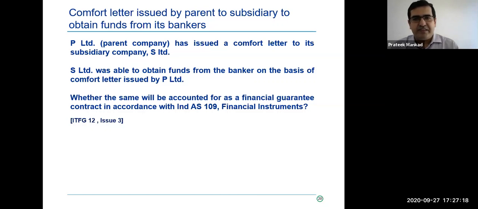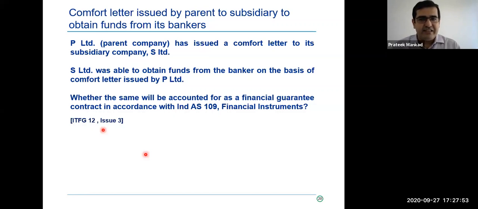So the answer in reality is that this is again fact specific. If the conclusion is that this comfort letter creates an obligation on the parent, right? It's a contractual obligation, then you account for it as a guarantee, regardless of whether a fee is paid or not. But if it is only, I am giving comfort, I will pay if something happens, but I'm not undertaking or promising to pay that money, that does not get accounted for as a guarantee. So that is out of scope.